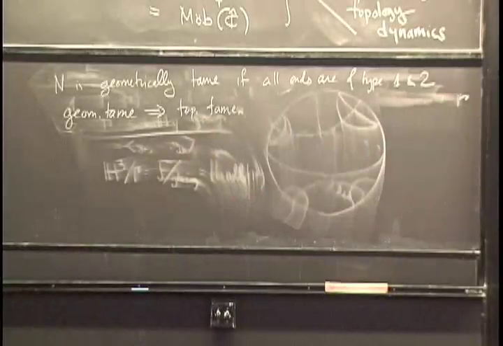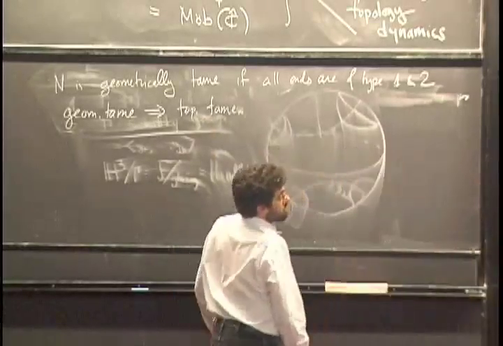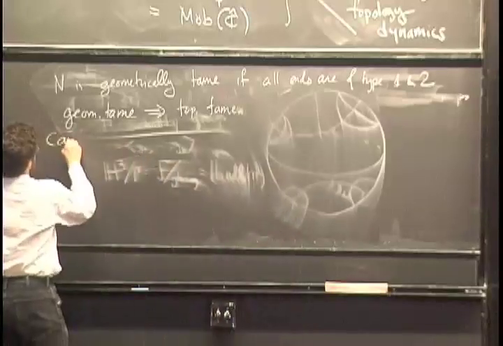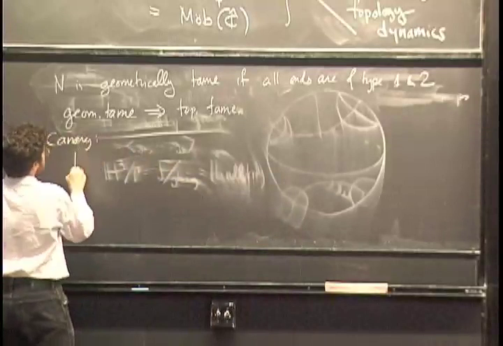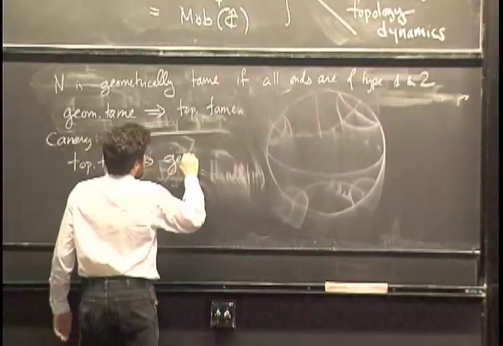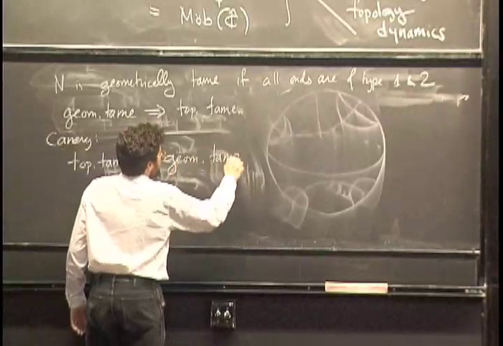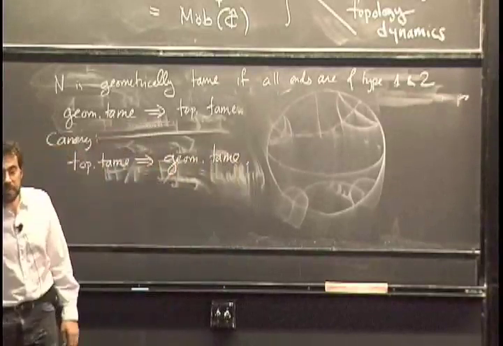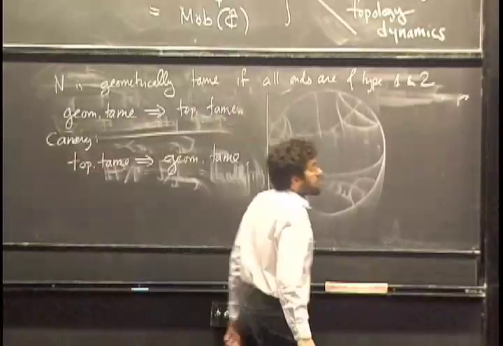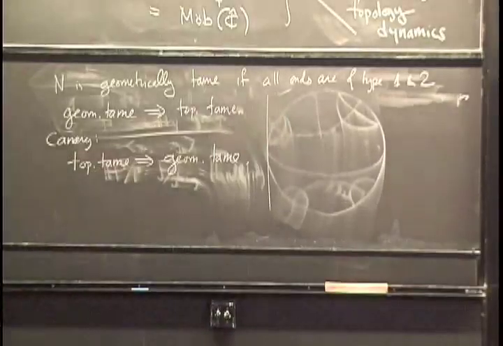And then Canary showed that the opposite is true: topologically tame implies geometrically tame. So that means that this is really what we're looking for. These are really equivalent conditions, and we should be proving this geometric property. It's this kind of property that you can expect to have geometric consequences. For example, there are spectral consequences.